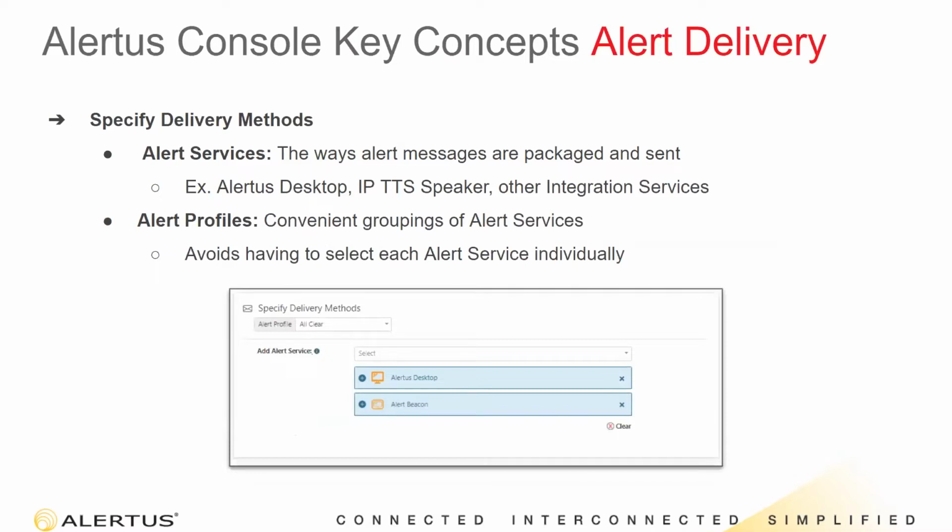In terms of delivery methods, these are ways that alerts are packaged and sent. Alert services are the settings that control which types of devices and integration services will activate and their individual settings and behavior per activation, per alert. Under delivery methods, you'll find the option to select individual alert services or from pre-configured alert profiles. Alert profiles are just convenient groupings of these individual alert services, and it is most likely the specification your admin will want you to use.